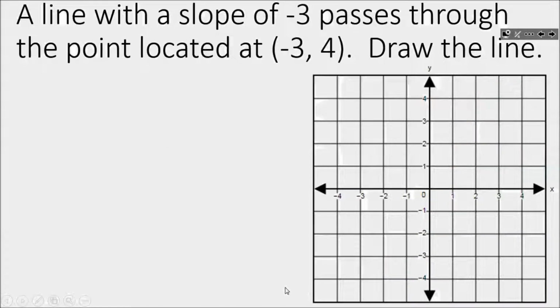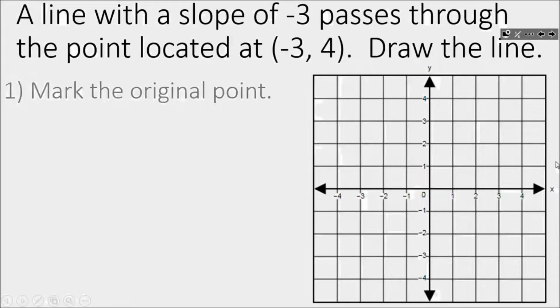So we have a line with a slope of -3, and it's passing through the point located at (-3, 4). We're going to draw the line. We're going to mark our original point, (-3, 4). That's a -3 on the x value, a y value of 4, and it's going to be right there.